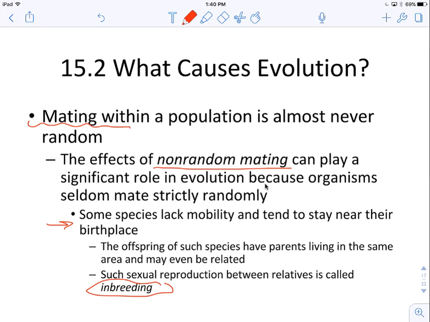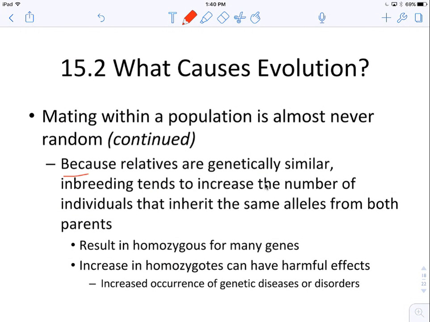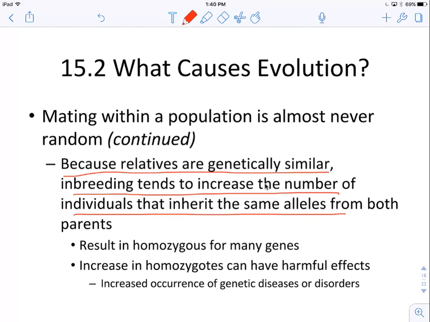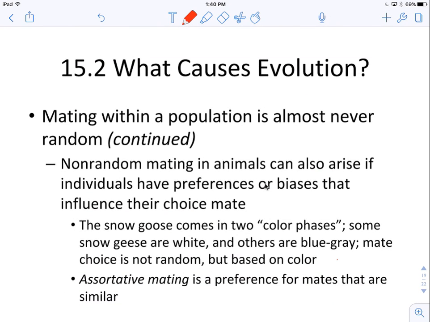Consanguineous matings, inbreeding, and when this happens, because relatives are genetically similar, inbreeding tends to increase the number of individuals that inherit the same alleles. And remember, we saw that with hemophilia and some other disorders. It enriches certain alleles, and a lot of times it enriches alleles for recessive disorders. So an increase in homozygotes can have harmful effects, and we talked about that when we talked about our genetic disorders. So inbreeding is one example of non-random mating.